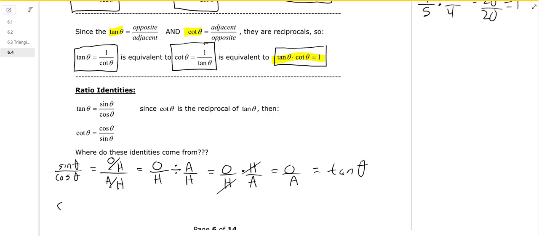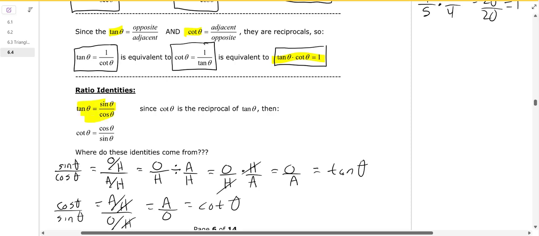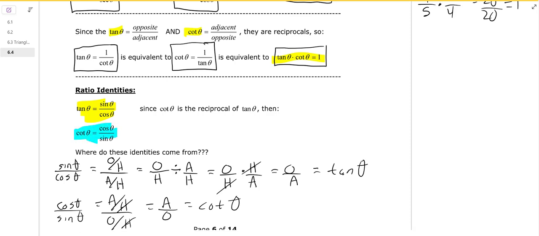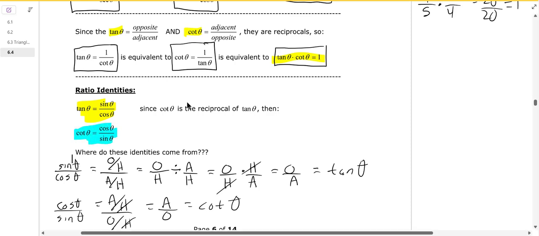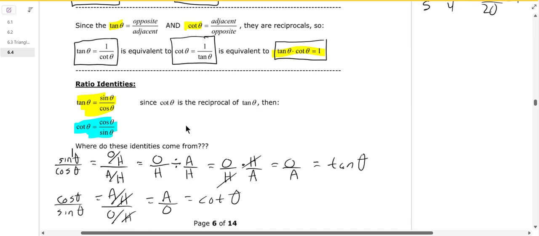It's just the opposite. If you started with the cosine theta over sine theta, cosine is adjacent over hypotenuse, sine is opposite over hypotenuse. By the same logic, the H's would divide out, leaving you adjacent over opposite, and that's what the cotangent is. Okay, and it's easy to remember this. If you know that the tangent is sine over cosine, then it should make sense that the cotangent would be the reciprocal of sine over cosine. So those are called ratio identities.